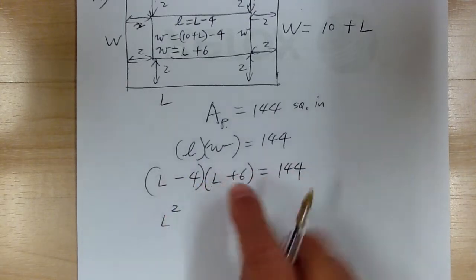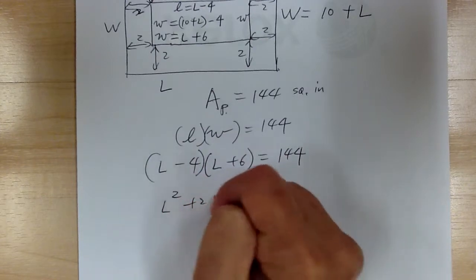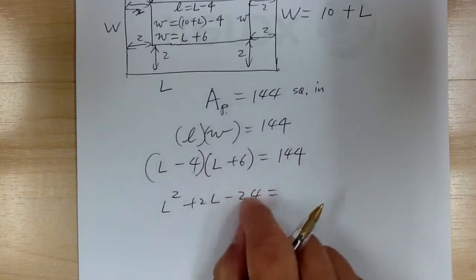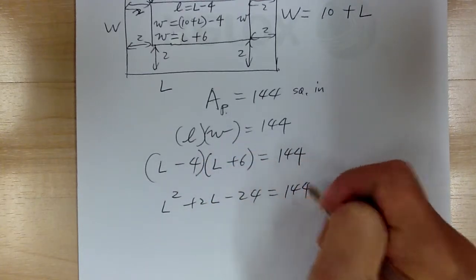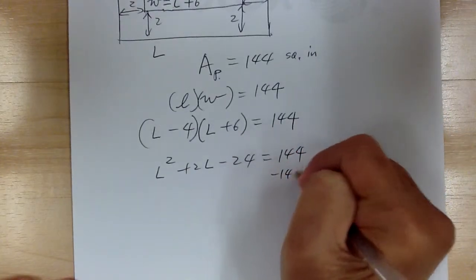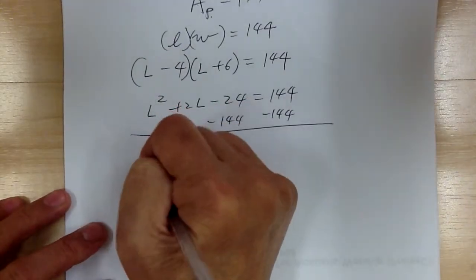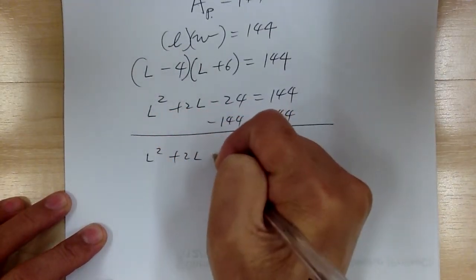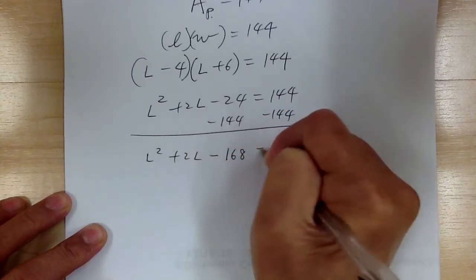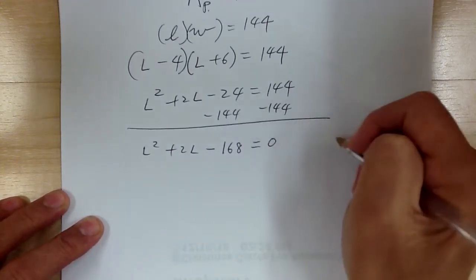So you're going to get L squared. Now there's no number in front, so you can use a shortcut: you add to get the middle, multiply to get the end. You can only do that when there's no number in front. Now go and minus 144 to make it equal to 0, so you can do the factoring. So you got L squared plus 2L minus 168 equal to 0, and now you can go and do the factoring.